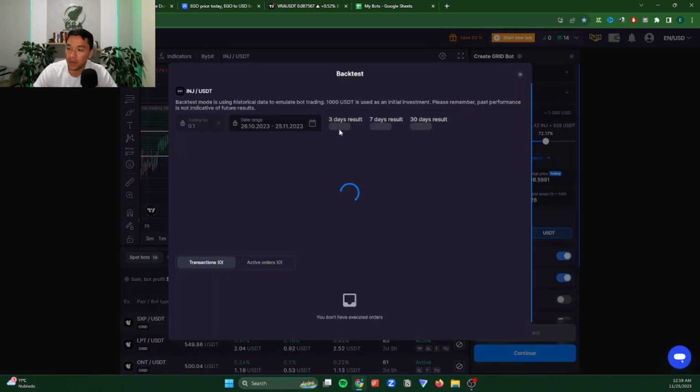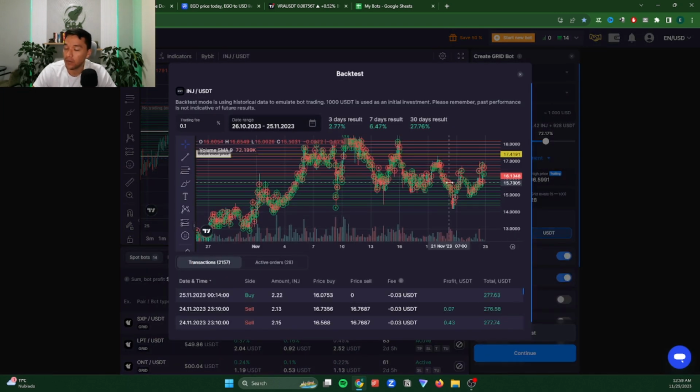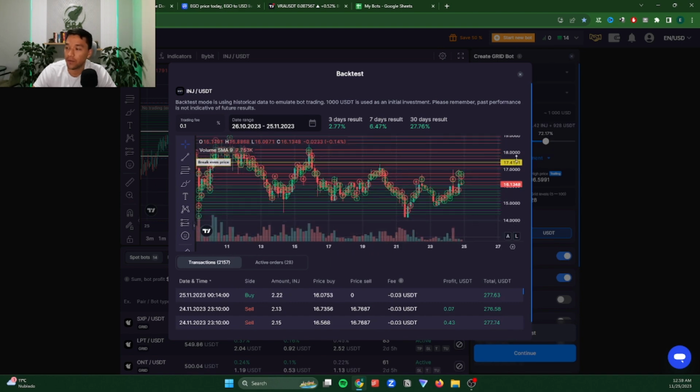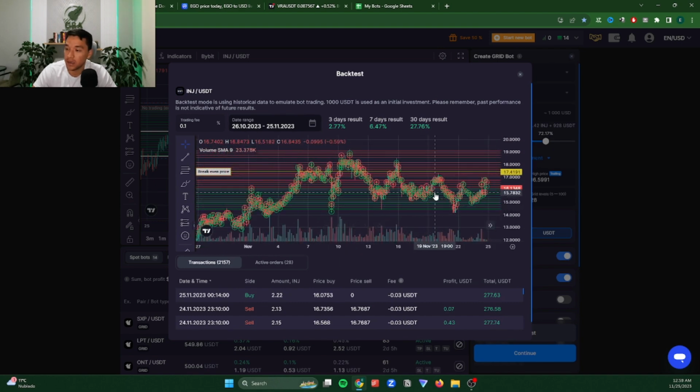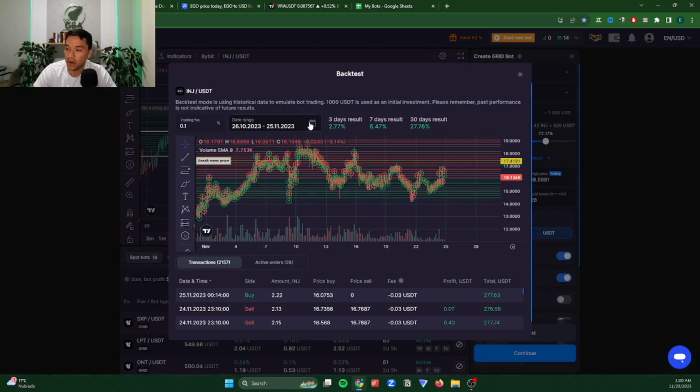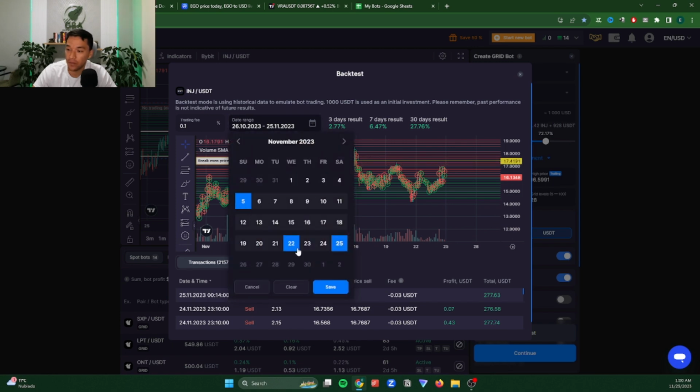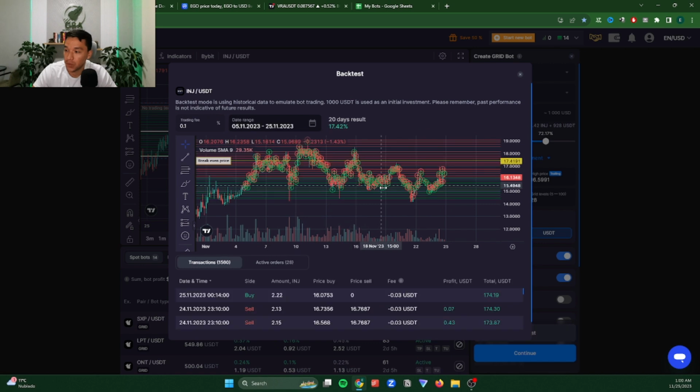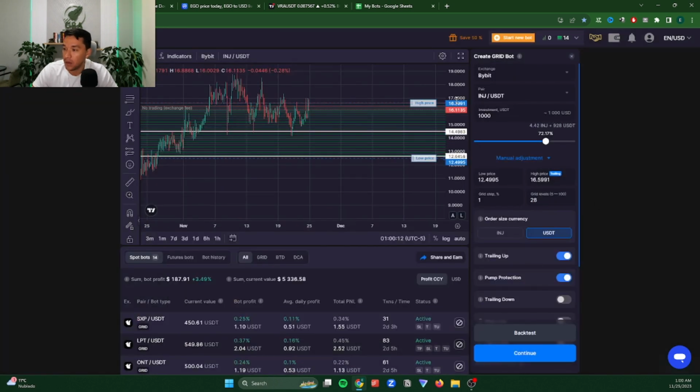What I will do is I click on backtest once again, and I will see how it could have performed in this latest sideways movement. So that's starting from about November 5th. So that's about 17.42%. That's solid. Right, everything seems on place, guys. That's how you set up the bot with the best settings, by figuring out key areas of support and backtesting the hell out of it, just like we did right now.